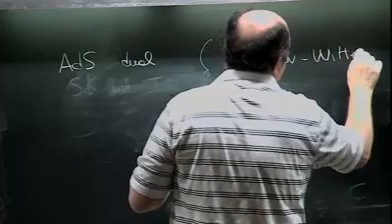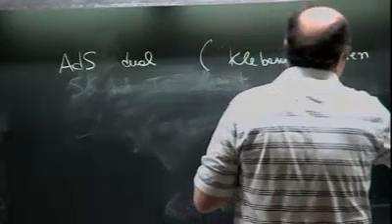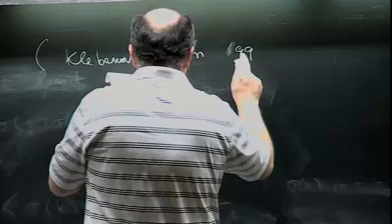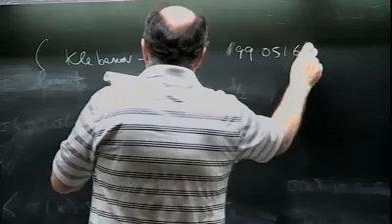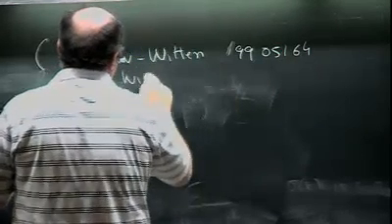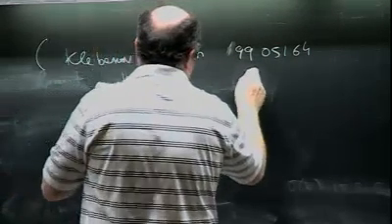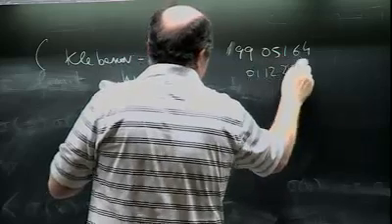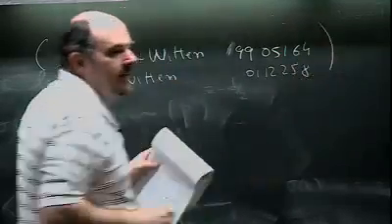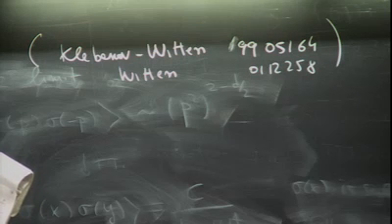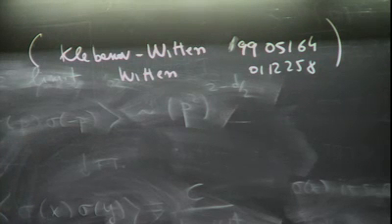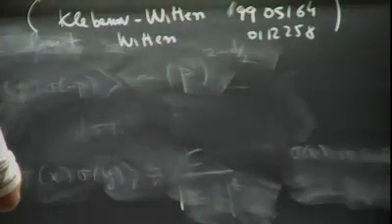Here is some reference: Klebanov, Witten, '99. They may have more than one paper in '99, and Witten. Are you discussing any of these double trace flows, Joao, in your lecture? Or no? Okay, so let me just explain it briefly.